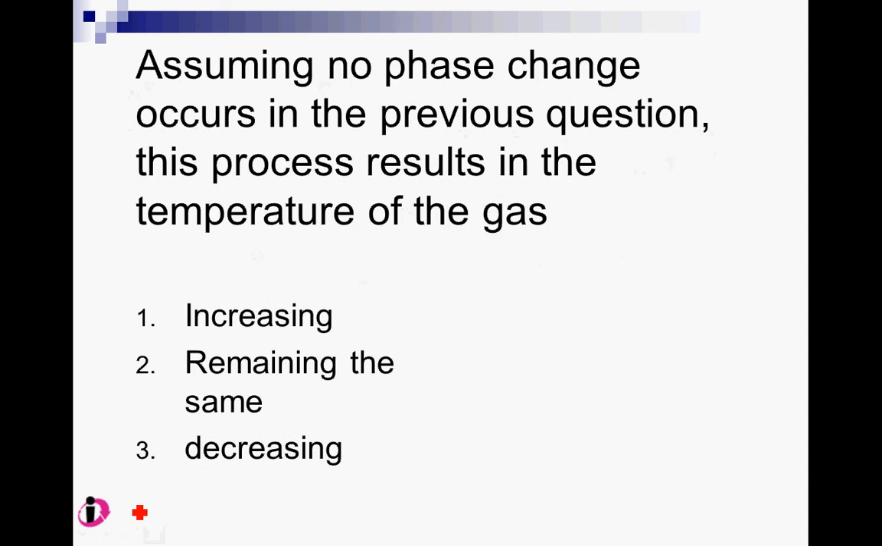Next question. Assuming no phase change occurred in the previous question, what happened to the temperature of the gas? Again, pause this presentation while you make your selection. Okay, you're back. If I was down by 100 joules of internal energy on the last slide, then the average kinetic energy per molecule is down. So the temperature must be decreasing, because temperature is a measure of the average kinetic energy, and I have less energy than I did before.